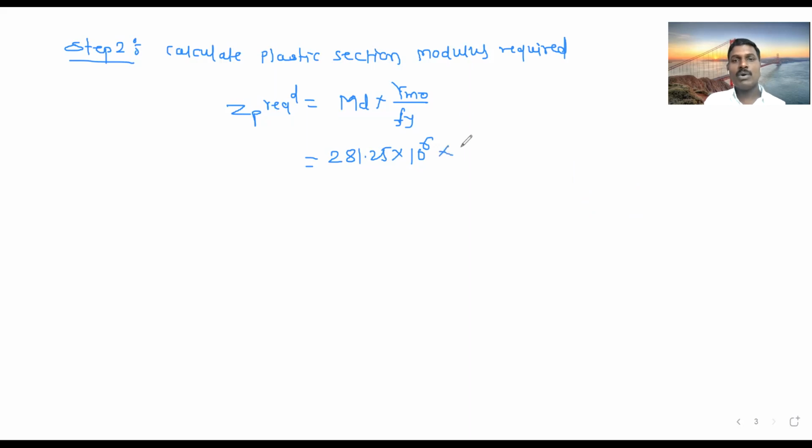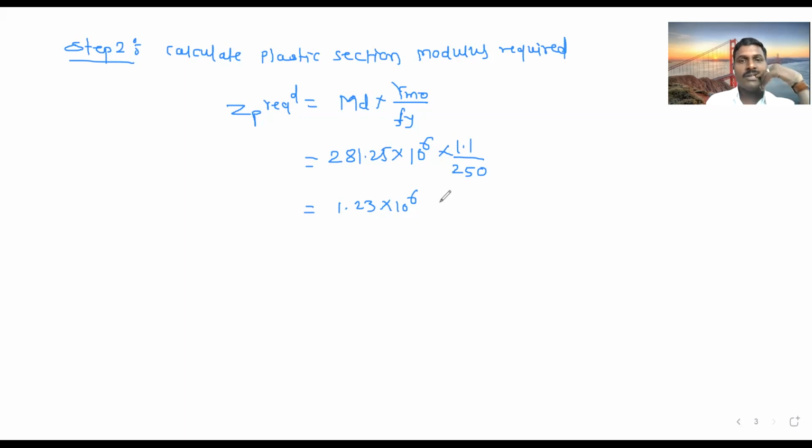Okay. Then how much is the value of gamma M0? 1.1, and Fy is 250. So tell me, how much is ZP required? 1.23 into 10 raised to 6. What is the unit for ZP? Section modulus, mm cube.